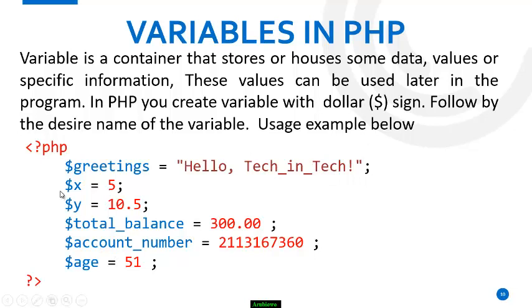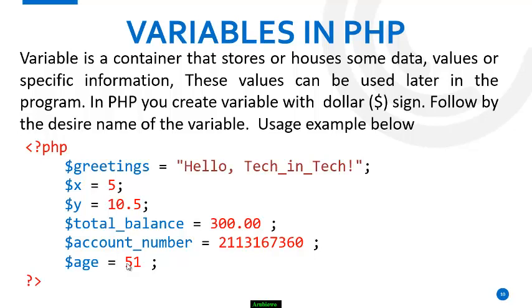We have another variable here, $x is equals to 5, $y is equals to 10.5, $totalBalance is equals to 300.00, $accountNumber is equals to 211, $age is equals to 51. What did you notice here?